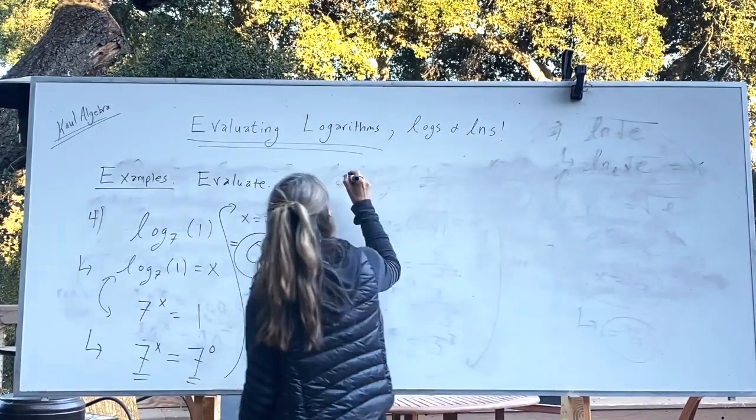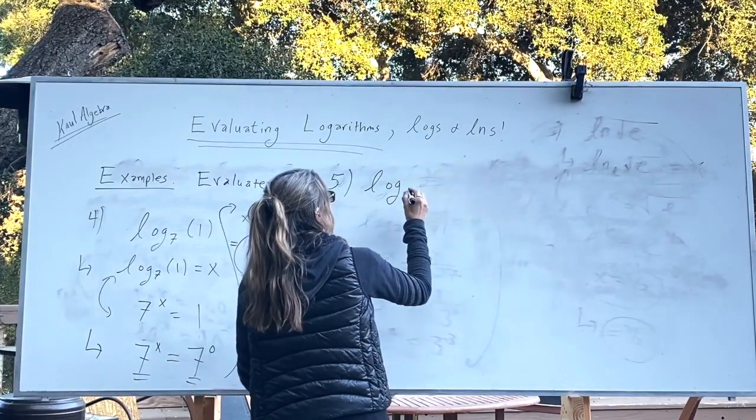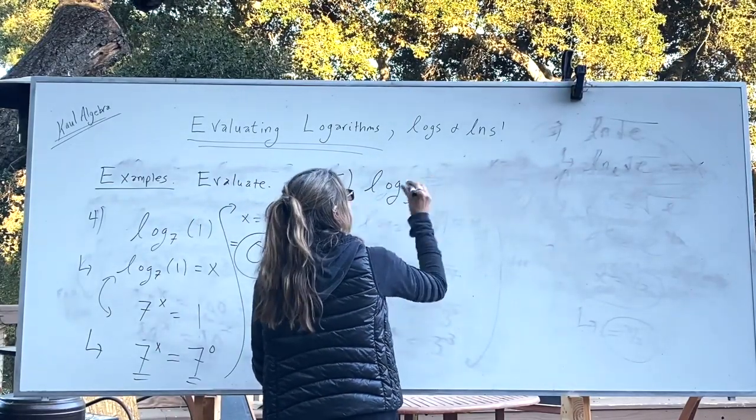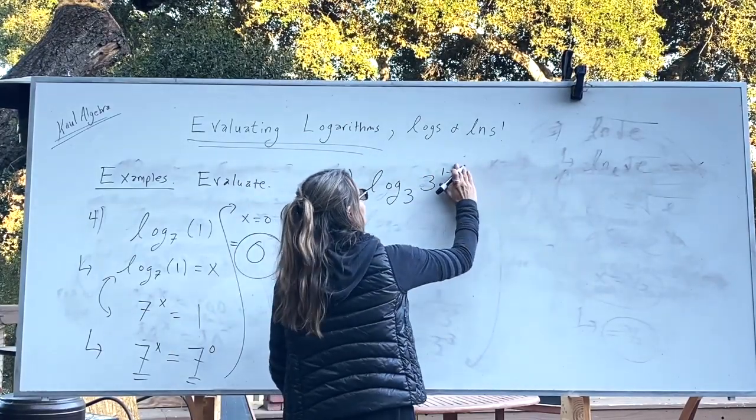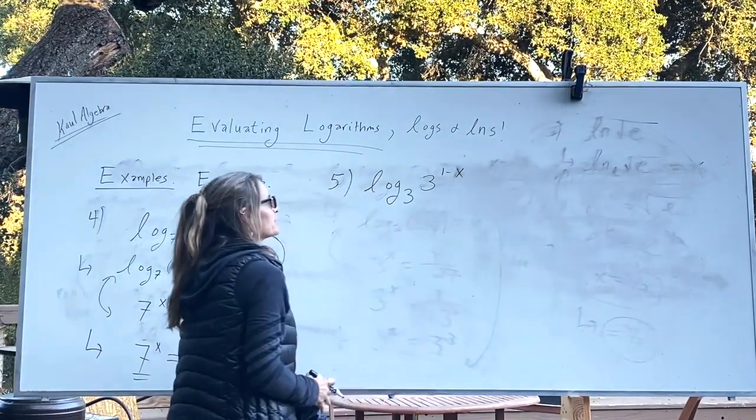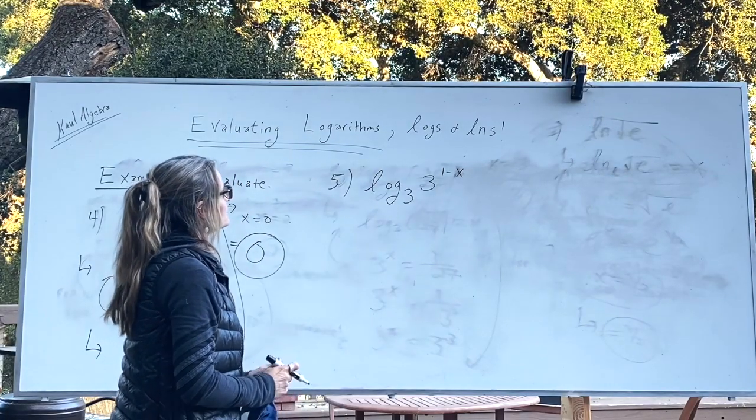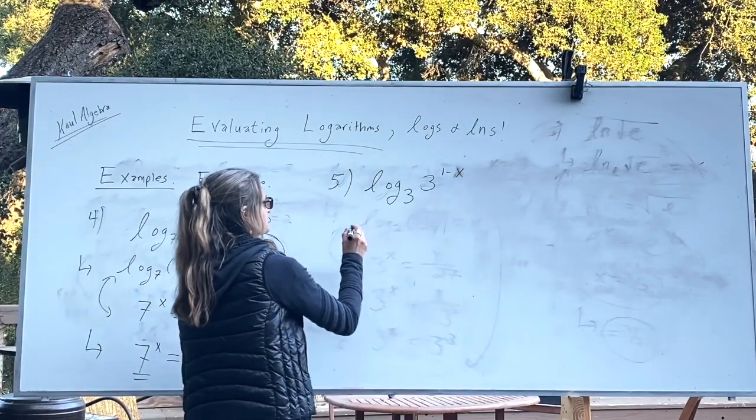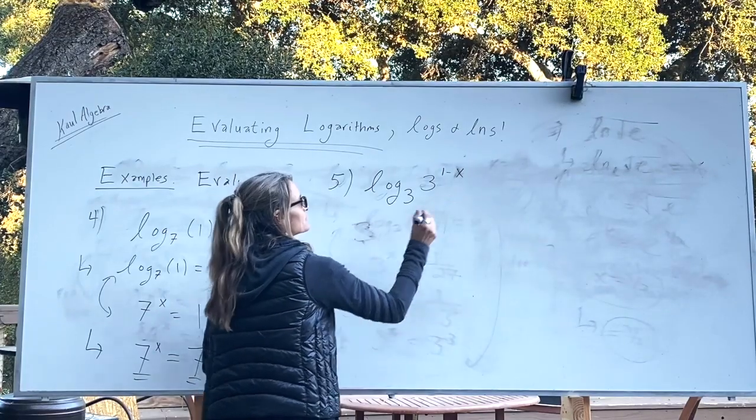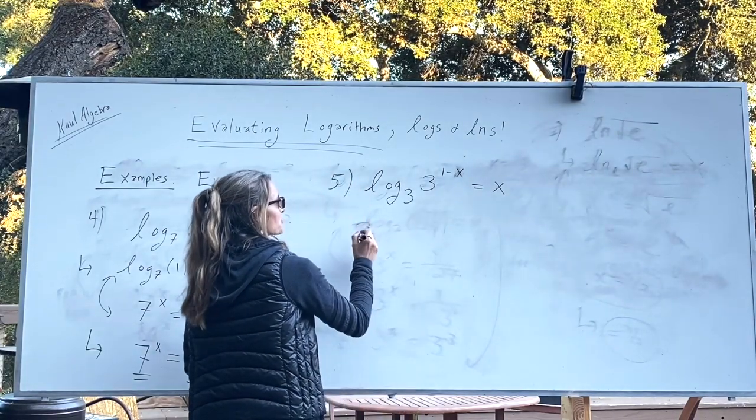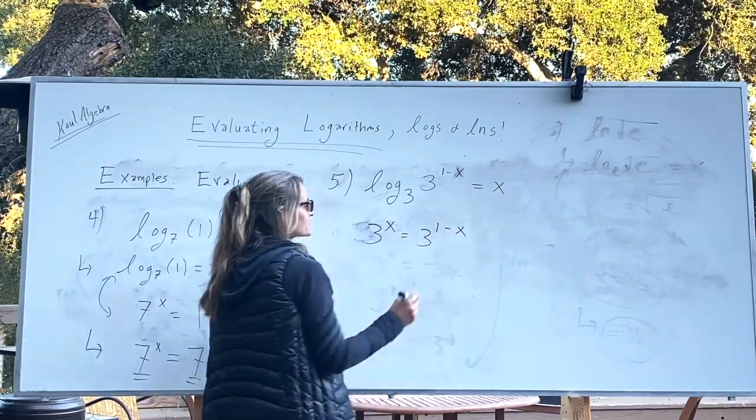Okay, so number 5, what if we had log base 3 of 3 to the 1 minus x? How do we evaluate this? Well, here we'd set it equal to x, and we'd say this whole thing would be 3 to the x equals 3 to the 1 minus x.